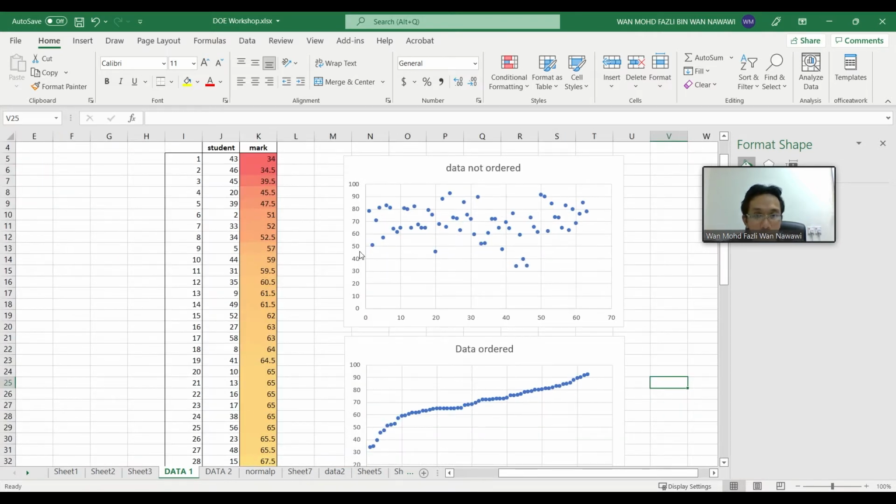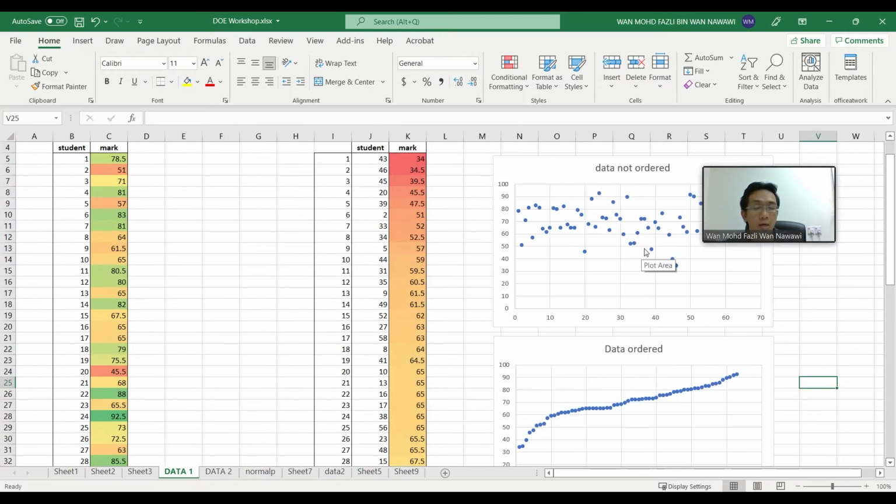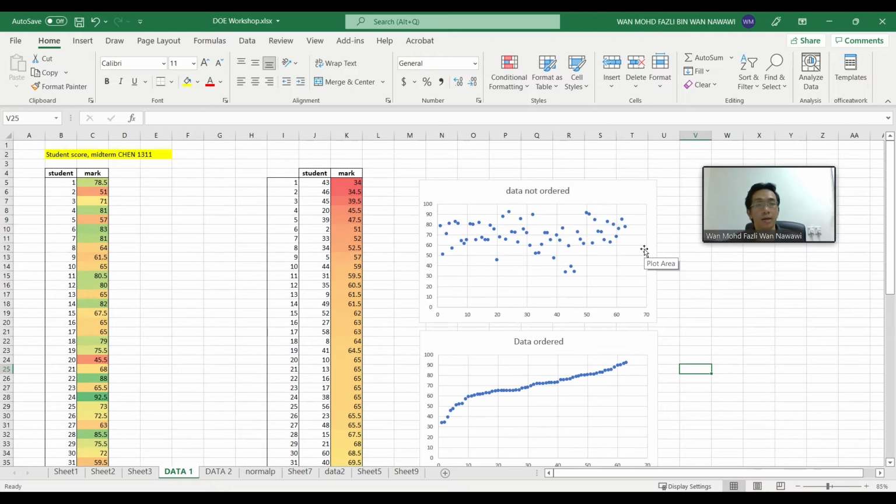So some of them are below 50. Let's say 50 is the pass mark. So there are 1, 2, 3, 4, 5. 5% is like fail, and then a few percent at the very top. But most of the percent is in the middle. So when I talk about the normal distribution, you don't use this scatter plot. For the normal distribution, you plot based on frequency.